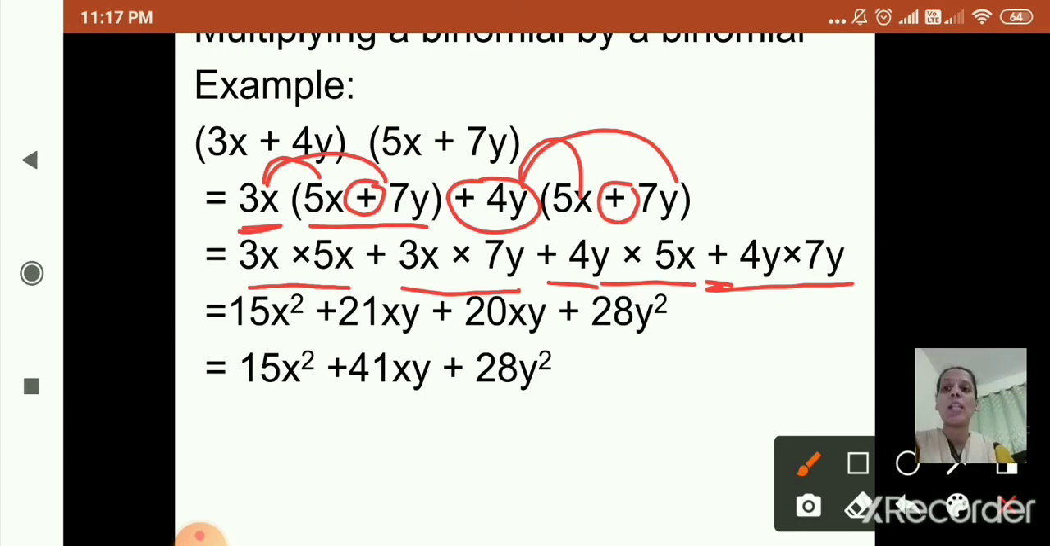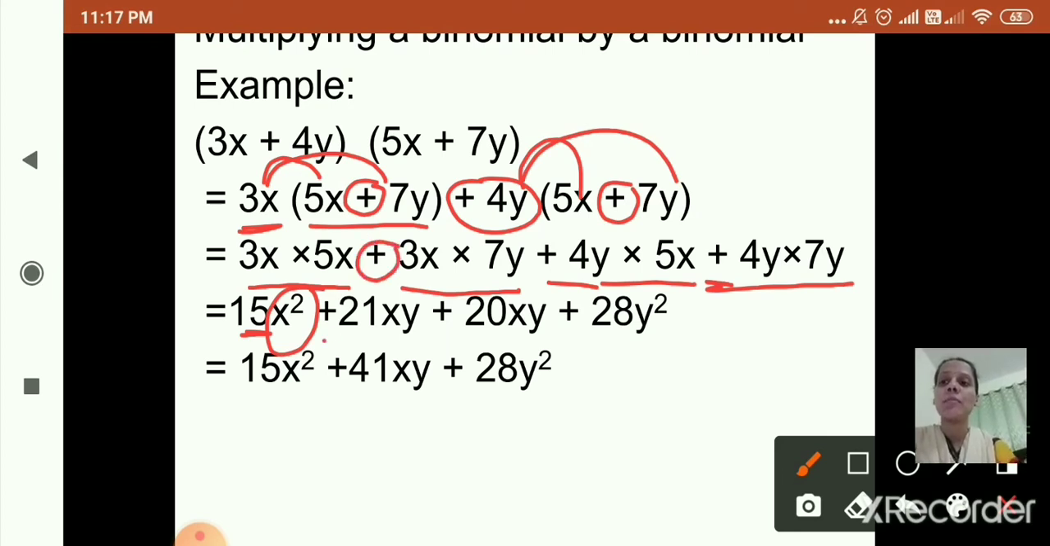Now we will do the multiplication. 3x multiply by 5x. Here you can do the multiplication directly as the variables are the same, right? We will not write coefficients and variables separately, as these are like terms, 3x and 5x. 3 multiplied by 5 is 15, and x multiplied by x is x square. So 3x multiplied by 5x is 15x square.